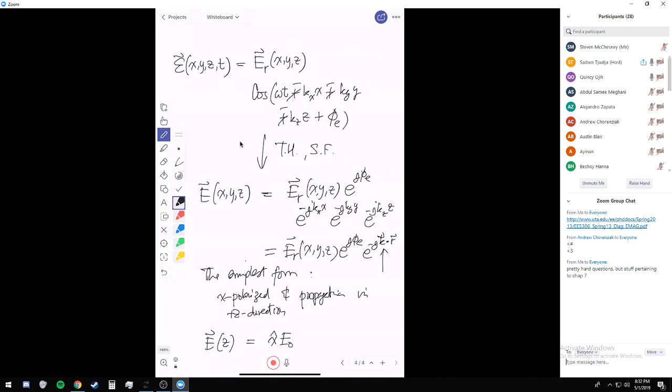And then we have e to the j, well, sometimes we just say k times x minus, sorry, k times z. In this case, we assume the phase shift is 0. So this is the simplest form. This is the plane wave propagating, in this case, in the positive z direction and polarized in the x direction. So it's a linearly polarized plane wave.